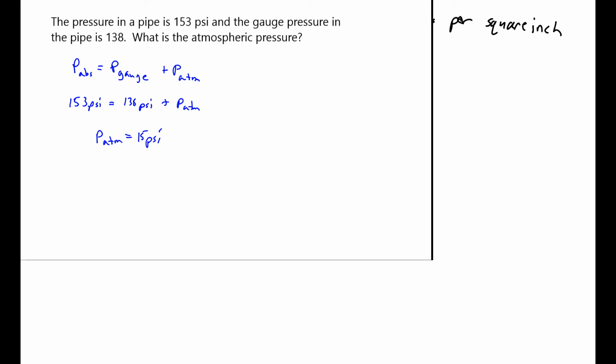And when you find the atmospheric pressure, it should always be around 15 psi, because one atmosphere of pressure is like 14.96 psi. So if you get something like 25,000 psi for atmospheric pressure, something probably has gone horribly wrong. Alright, any questions?